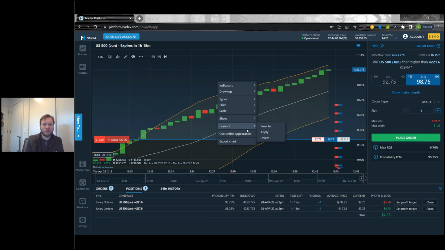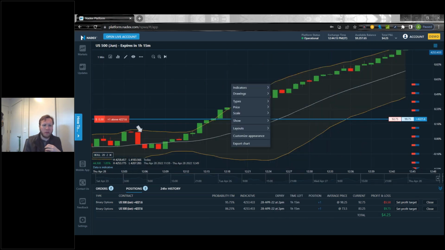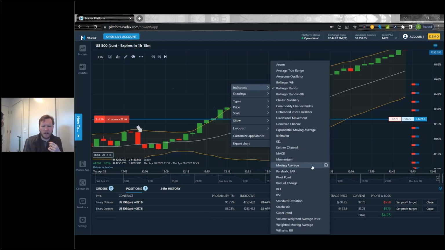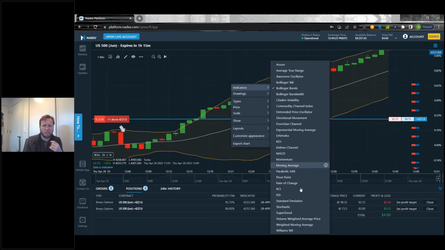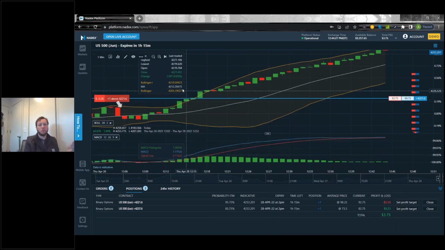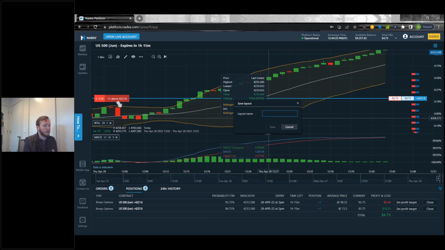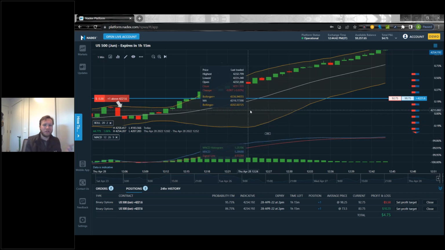We have our layout section here. So the layout section, basically, if you have a setup, so let's say that I always like using my Bollinger Bands and moving average convergence divergence, the MACD, and I always like that setup. Well, I can save that setup here under layouts. I can save it as Adam's super sweet layout. Right, there we go. I just saved it, I hit enter.